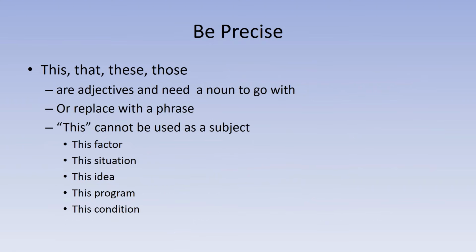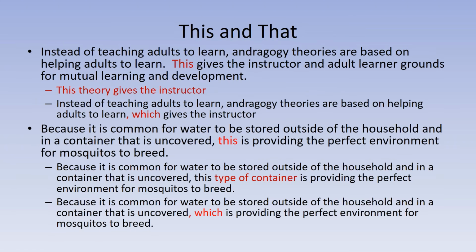The other thing is that you really want to be precise in your writing. This, that, these, and those are adjectives, and they really need nouns to go with them, or replace this, that, these, and those with a phrase that you mean. This cannot be used as a subject of a sentence, and you're leaving the reader to fill in that blank, and it may not be what you mean. So that's the other reason for being precise. Also, it just makes your writing so much stronger if you can do it.